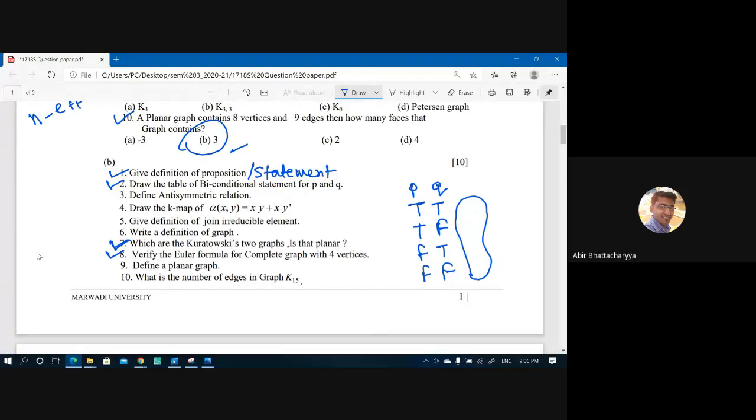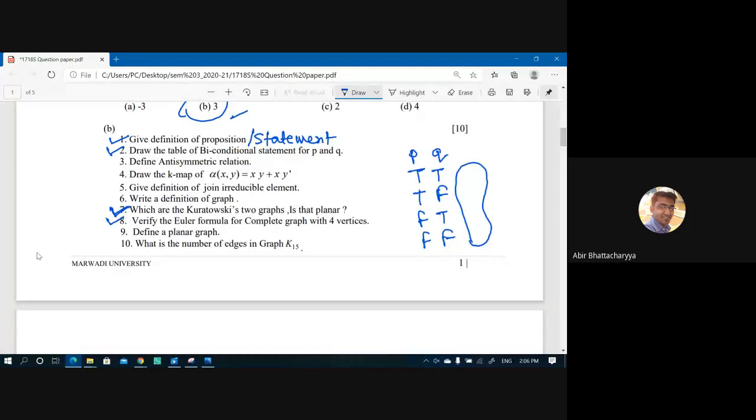All right, perfect. So n equals 4, e equals 6, and f equals 4. That is the correct answer. And yes, n minus e plus f equals 2 is satisfied, which means we verified Euler's formula. Next, go for number 9, all of you.